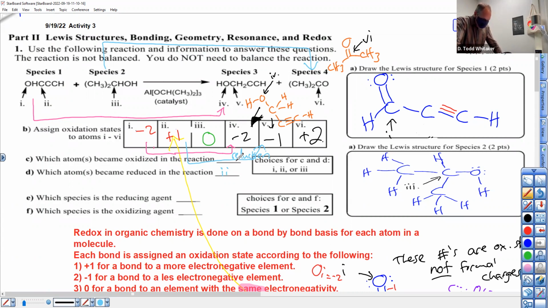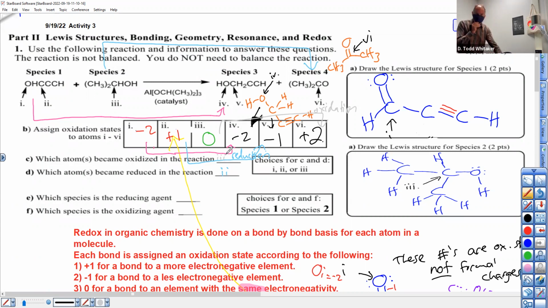Okay? And atom 3 corresponds to what Roman numeral? It's not really Roman. Oh, I have it. Species 2 became species 4, so 3 became 6. 3 became 6. 0 to +2, it went up. What do you call that? Oxidation. That was atom 3.